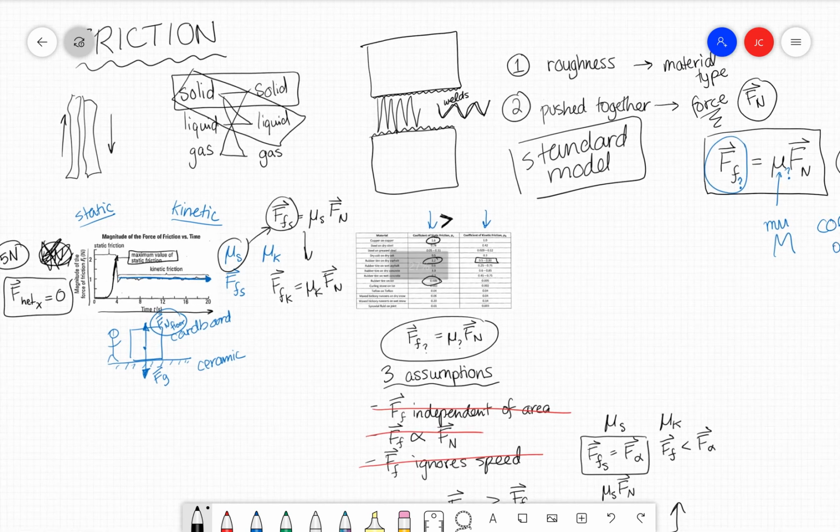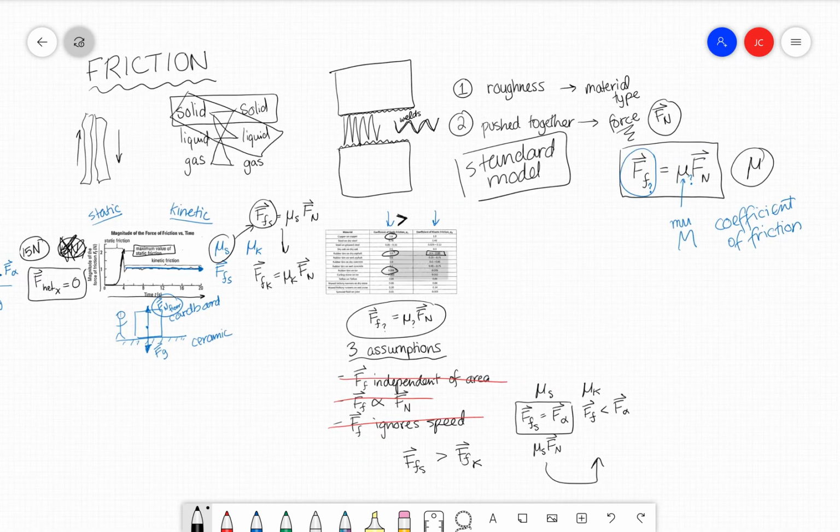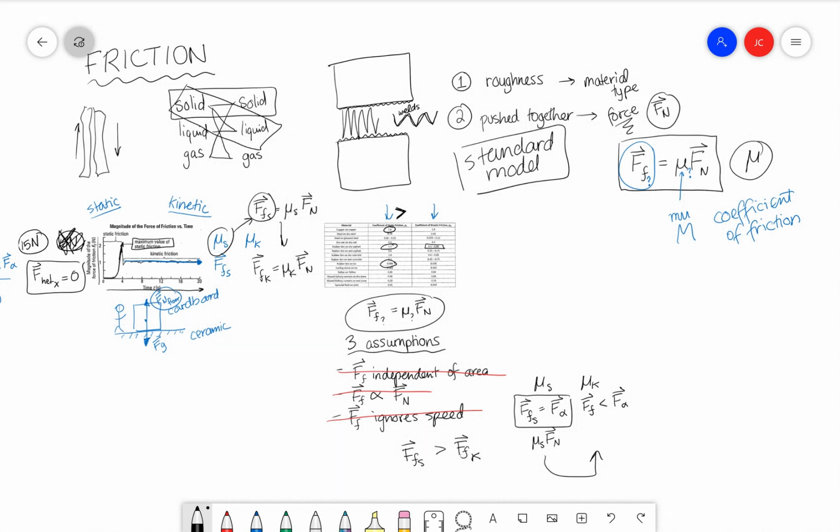And you can celebrate the fact that besides some word problems, this is the entirety of this unit of dynamics. We've now covered all that we need to know.